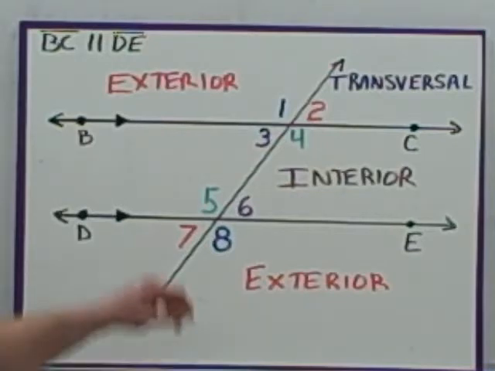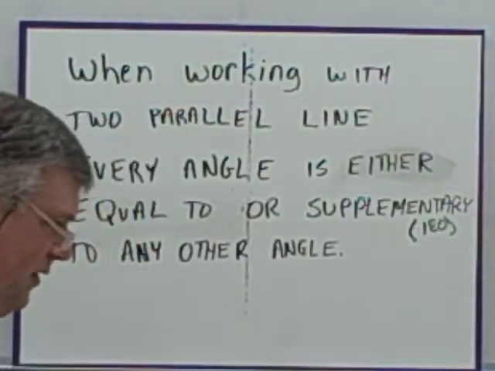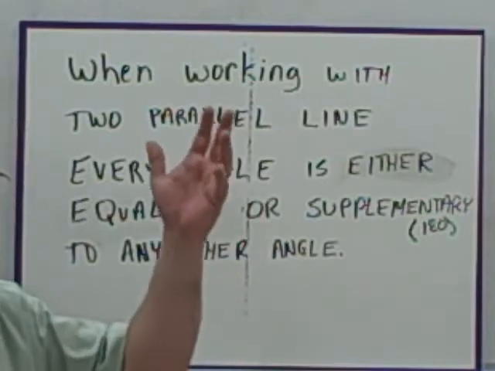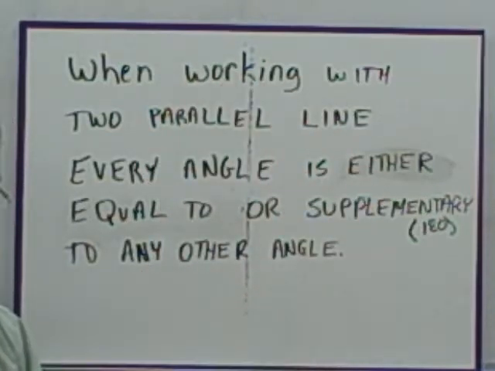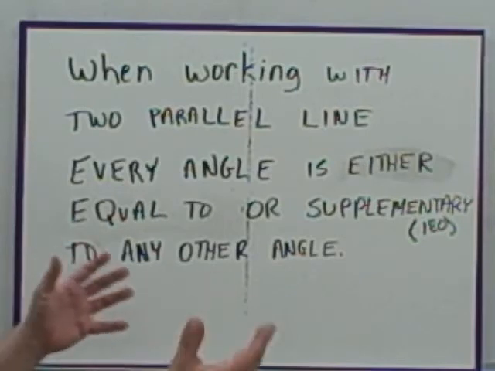And we're going to take this a little further here. One thing you've got to realize here is that the math in this section is not that hard. Why? Because it all boils down to, when working with two parallel lines and a transversal, every angle is either equal or supplementary to any other angle. Which means if you're given angle 1 and asked to find another angle in there, you're either going to say the angle is equal with the justification, or you're going to subtract from 180 and say that they're supplementary.